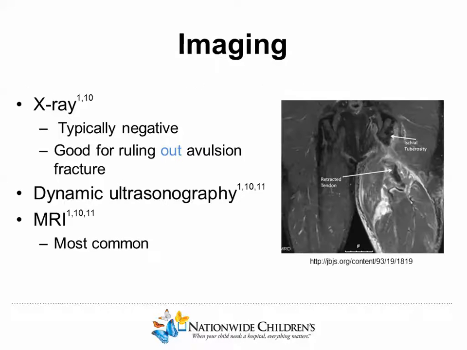X-rays are not always beneficial in terms of ruling in or ruling out a hamstring strain, obviously, but they can be good for ruling out an avulsion fracture. So if you have those, it's a great thing to take advantage of. More commonly, the MRI is going to be used for diagnosing and then grading the injury, and dynamic ultrasound can also be utilized as a diagnostic tool if you have the resources.